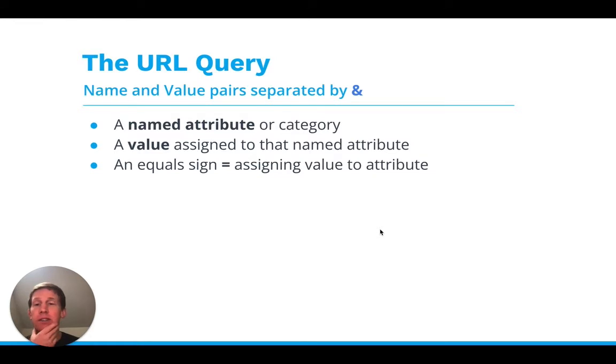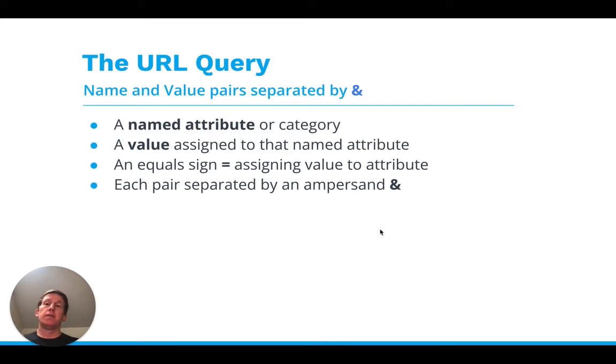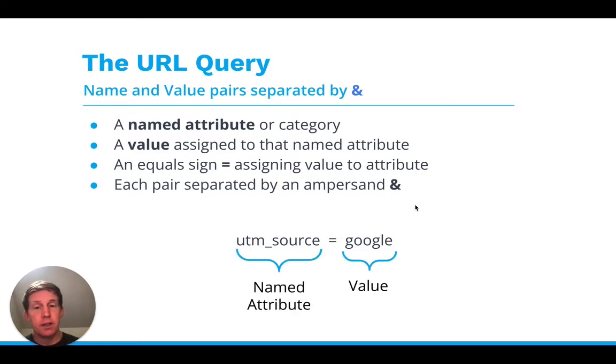And then an equal sign between the named attribute and the value connects the two, assigns the value to the category for this specific URL. Each pair of name and value pairs is separated by an ampersand. So for this one, you see here, the UTM_source is the named attribute. There's an equal sign, and then there's Google, the value that in this case is assigned to UTM source.